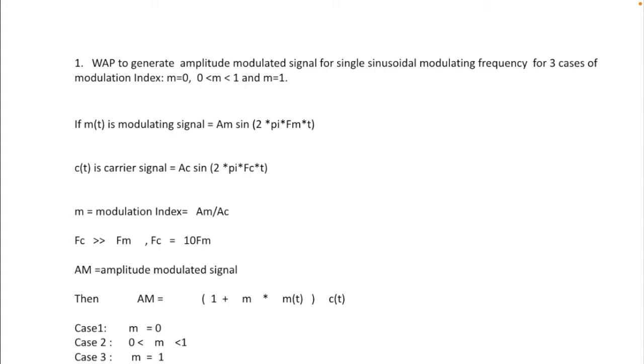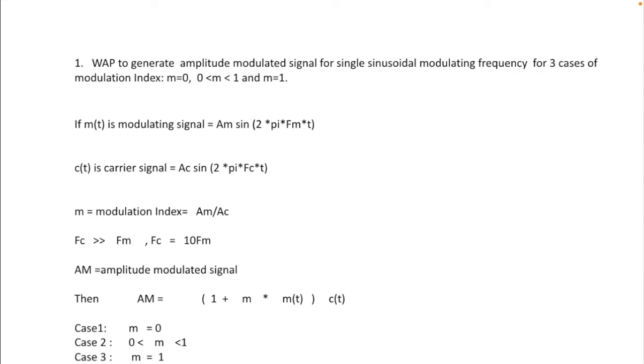Signal for single sinusoidal modulating frequency for three cases. Number one, when m is equal to 0. Secondly, when m is less than 1 and greater than 0. And third case is when m is equal to 1.